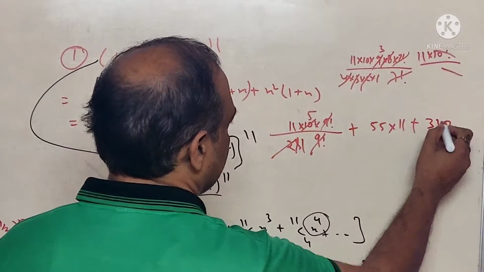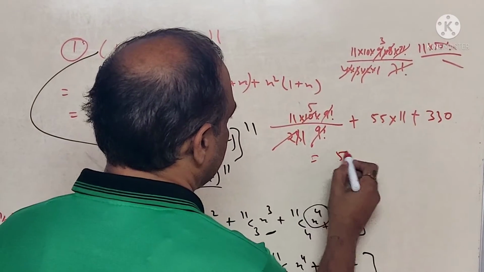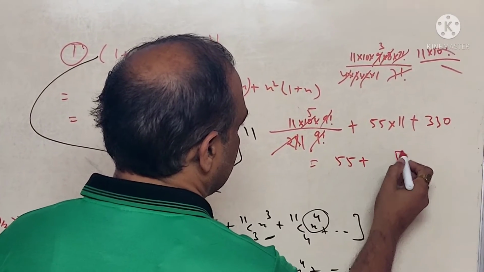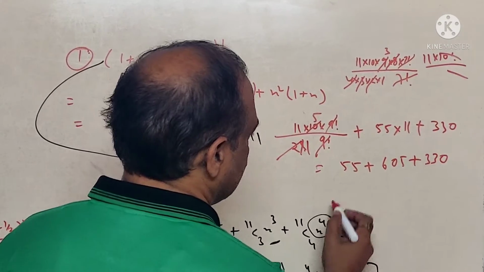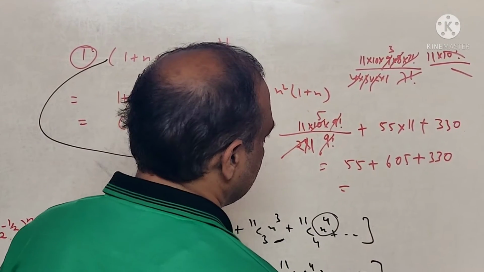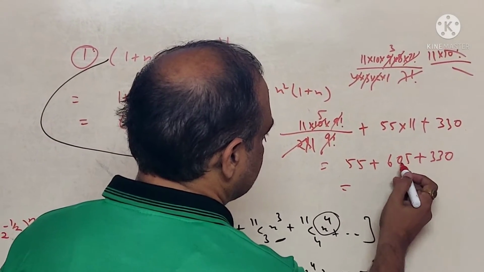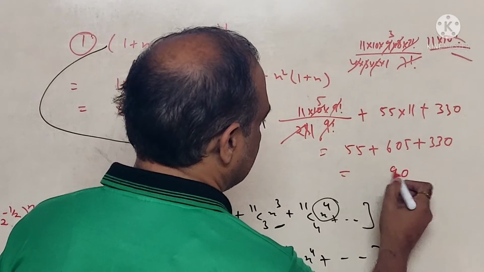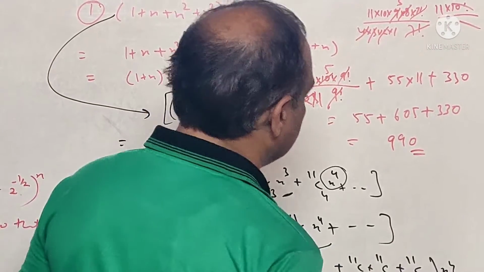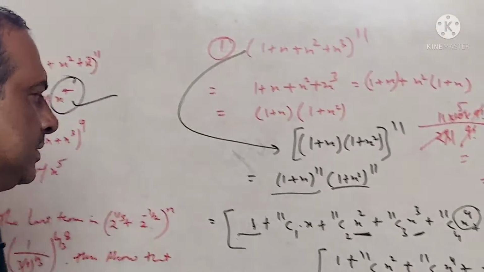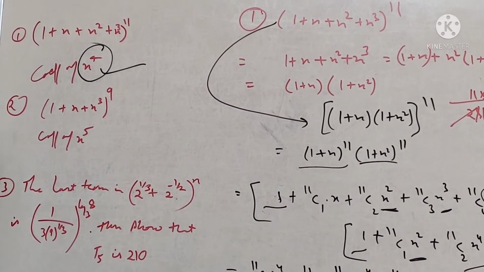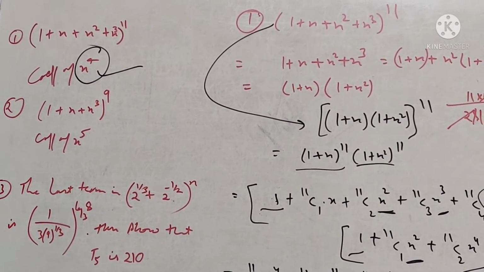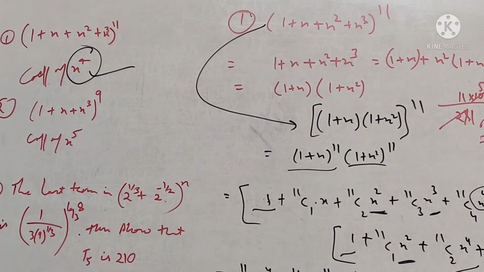330 is here. Now on adding, you are having 55 plus 5, 5, 5, 10, 5, 5, 1, 6 plus 3, 13. What you will be having is 55 or 5, 60 or 30 is 90, and this is 990. 990 is the required answer of this question, where we have to find out the coefficient of x power 4 in the expansion of (1 plus x square plus x cube) whole raised to power 11.